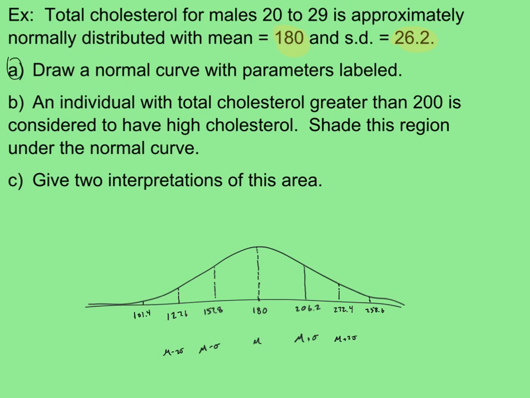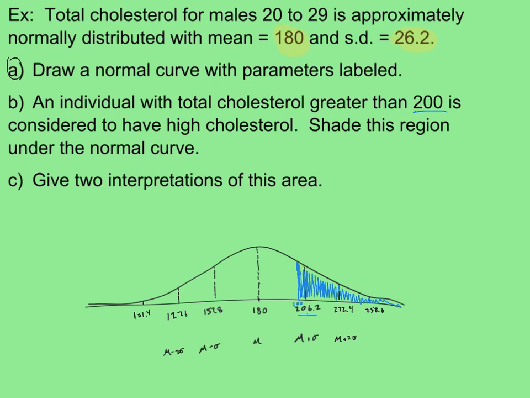Draw my normal curve. Part B, an individual with a total cholesterol greater than 200 is considered to have high cholesterol. That's bad. So where is that? Shade this region under the normal curve. Let's say it's about right there would be 200. If this is 206 right there, then 200 would be just a little bit below that. I'll put a little 200 there. Shade this region under the normal curve. So that's everything to the right because it says in the problem greater than 200. There we go. All right, so that's what we're looking at.